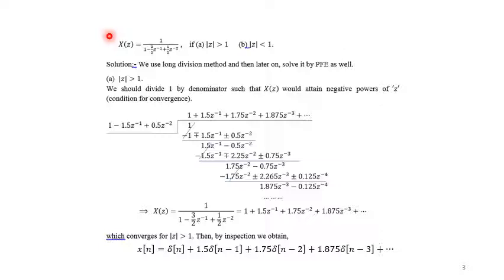We have to find the time domain signal for this X of z. What will be the time domain signal if the ROC, that is absolute of z, is greater than 1, and in case B, when absolute of z is less than 1? So you understand this is basically the right-sided sequence, and this one is for the left-sided sequence.